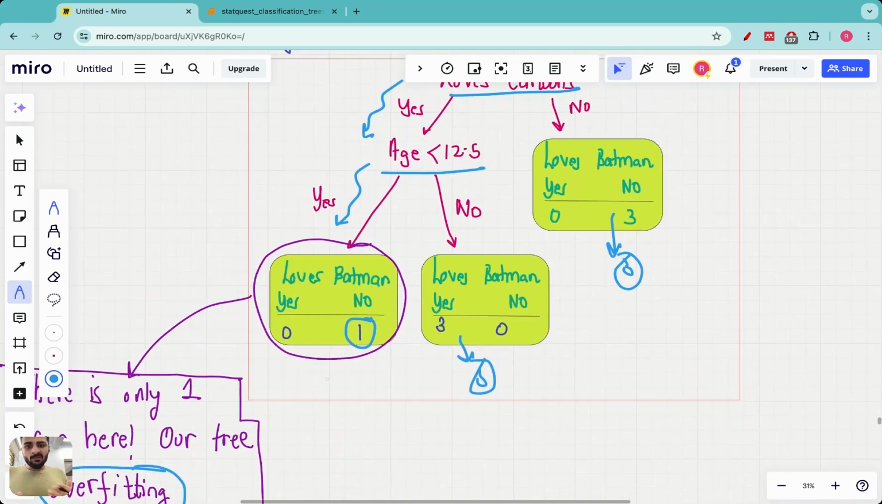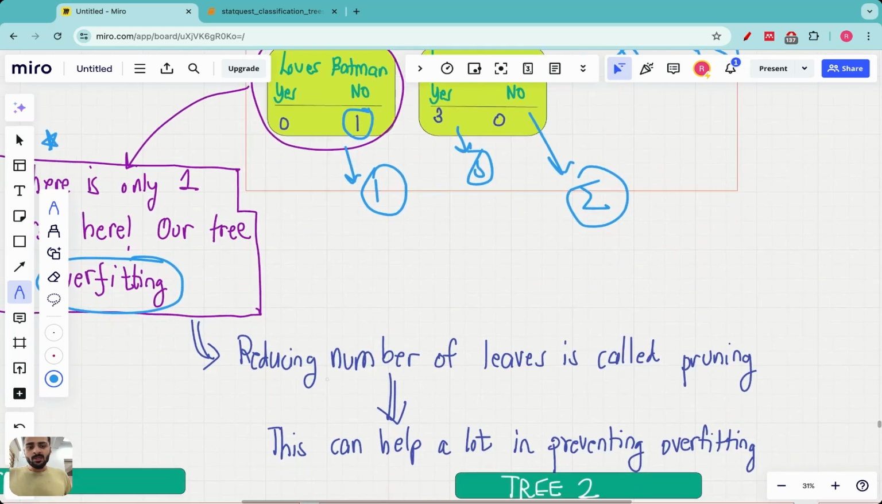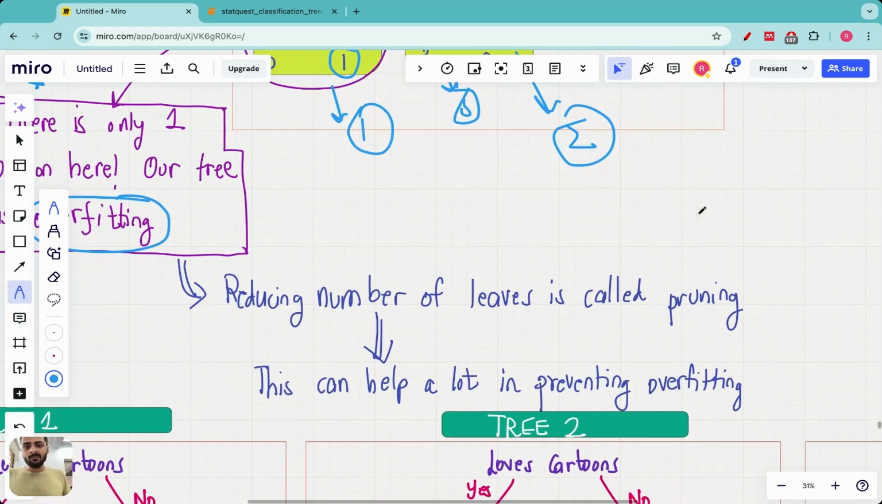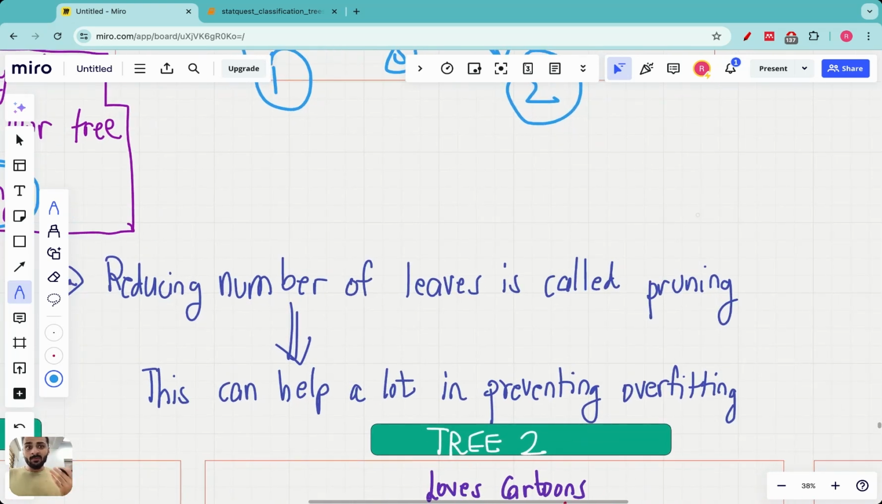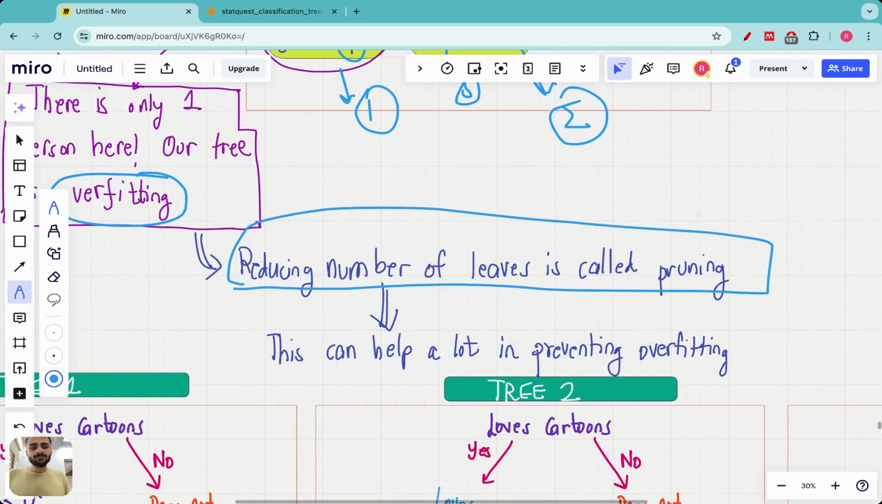So one way to avoid overfitting is to just start reducing the number of leaves. So currently we have three leaves here, right? This is leaf number one, this is leaf number two right here, and this is leaf number three. One way to really avoid or reduce overfitting is to reduce the tree length itself, to reduce the number of leaves in the tree. So this is the technique which helps us to prevent overfitting if we reduce the number of leaves. And reducing the number of leaves in a tree is actually called pruning.